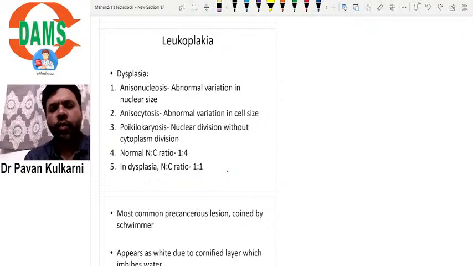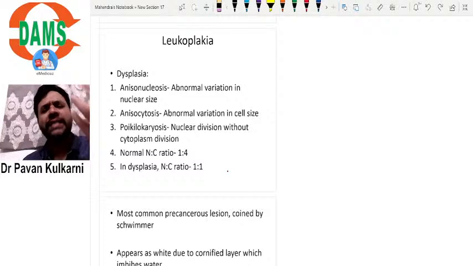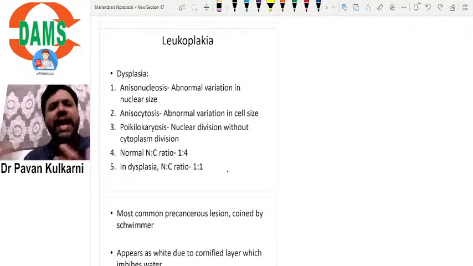For example, anisonucleosis. What do you mean by that? If two cells have different nuclear sizes, you call it anisonucleosis. What is anisocytosis? Variation in cell size. For example, one cell is very large, one cell is very small. You call that anisocytosis.